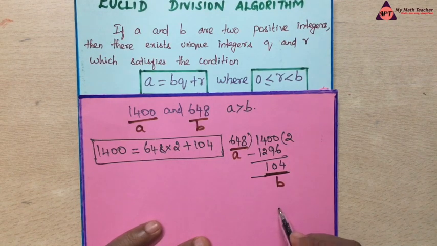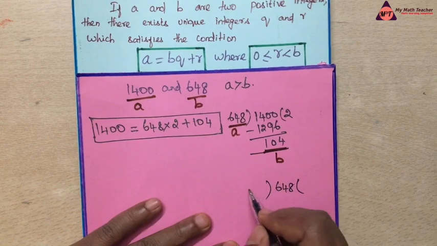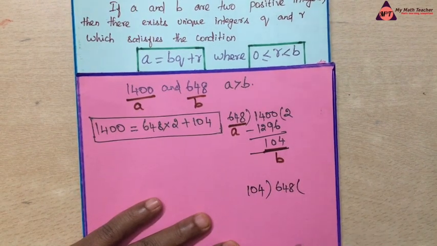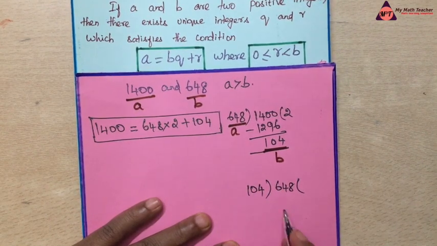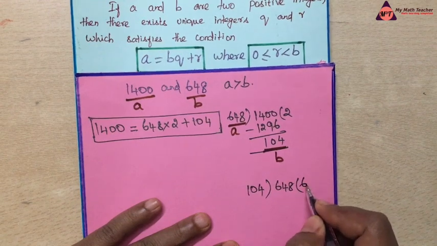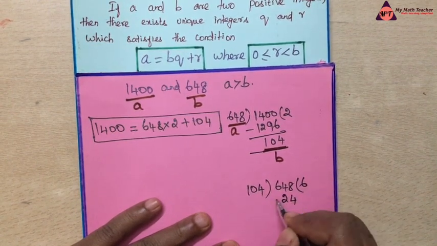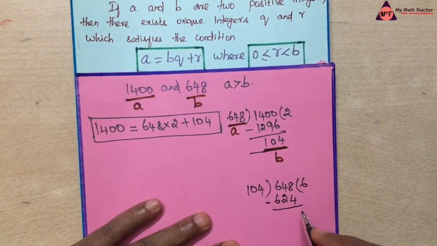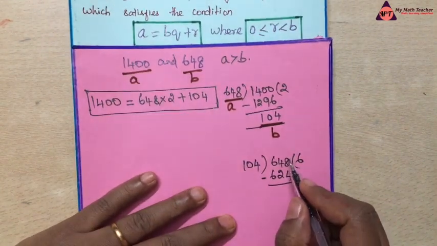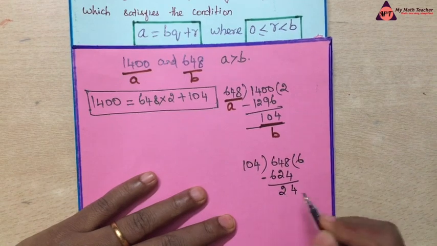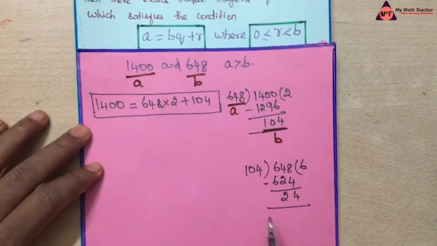Now what is a? 648 is divided by, what is b? 104. Now how many times are there? 6. Just multiply. 6 4s are 24. Again here 2. 1 6 are 6. Now answer is 624. Subtract, 24. Now what we are going to do?